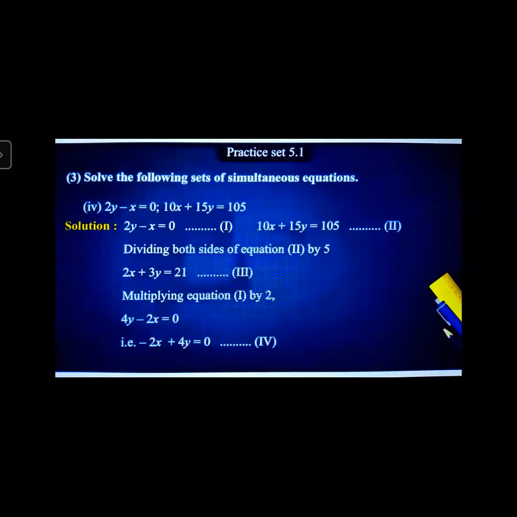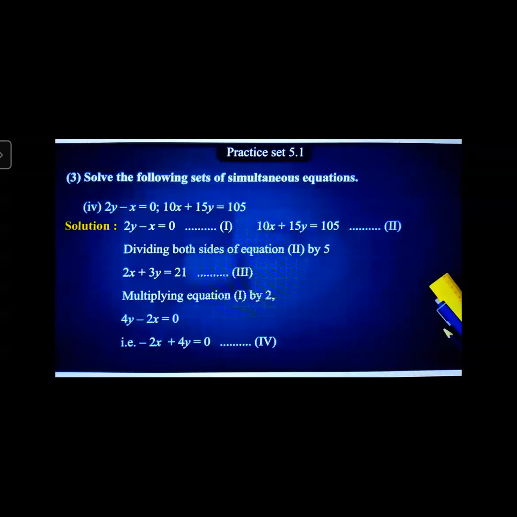Dividing both sides of equation 2 by 5. Why? Because you will see these are bigger numbers, and they can be divided by 5. Dividing equation 2 by 5, you get 2x, because 10 divided by 5 is 2, 15 divided by 5 is 3, and 105 divided by 5 is 21. So you get 2x plus 3y is equal to 21. This is going to be your third equation.